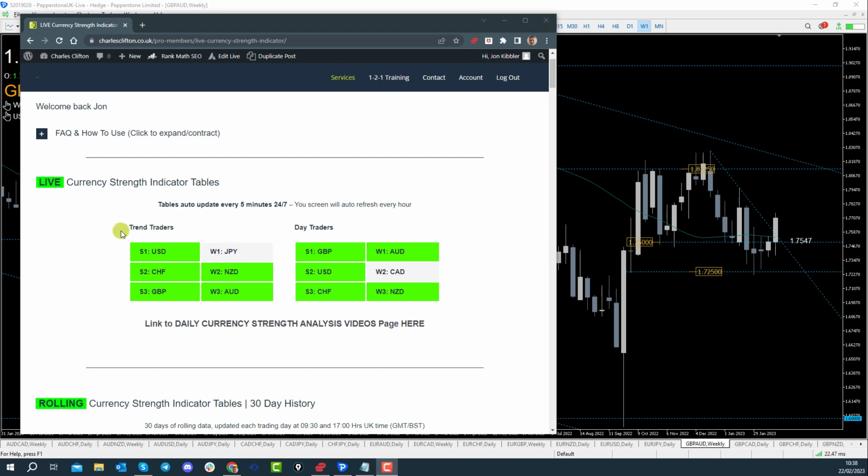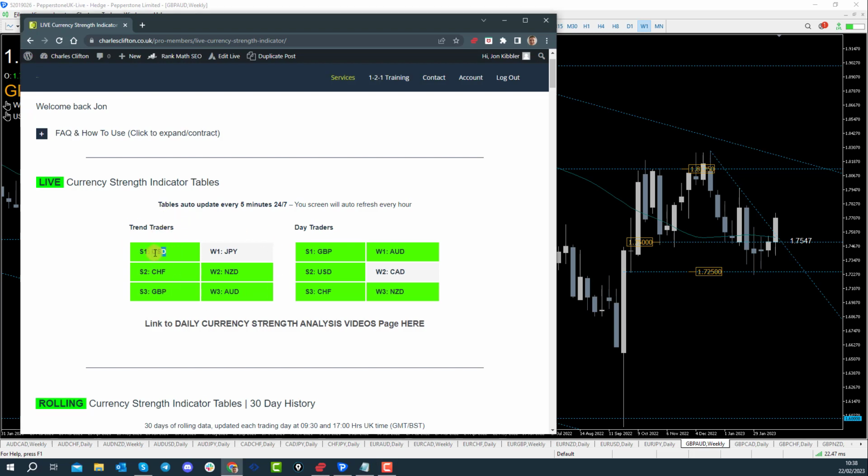Here we have two types of tables using the same studies but just on different time frames. You can see that we have a trend traders table and a day traders table. Some of the currencies here are highlighted in green. That means there is a confluence between the trading time frames, and that means we can be looking for opportunities on those currencies. So what are the tables telling us today?